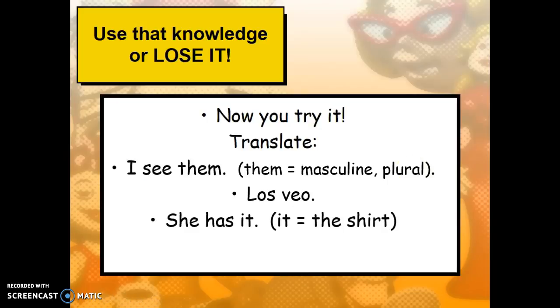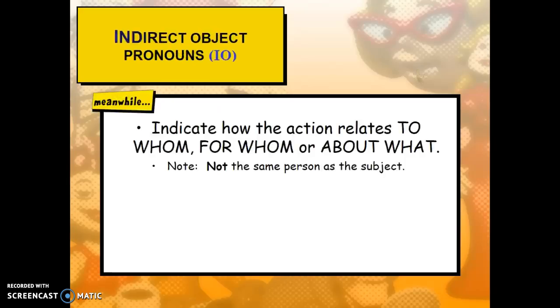What about this one? She has it. It meaning the shirt. First off, how do you say shirt in Spanish? I'll give you a hint. La camiseta, which is feminine singular. So what's the feminine singular for it? Me, te, lo or la, nos, los or las. And then you need to translate she has. It, she has. La tiene. Not that bad. We've done this before.